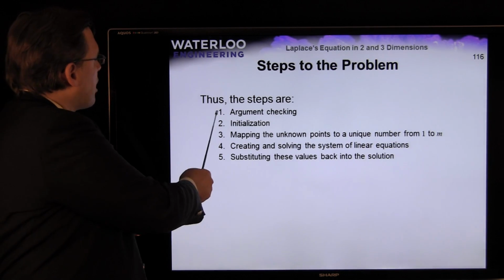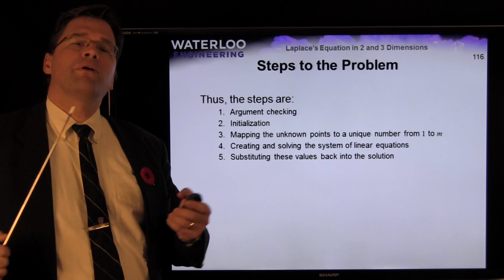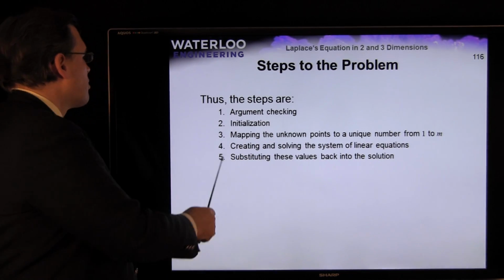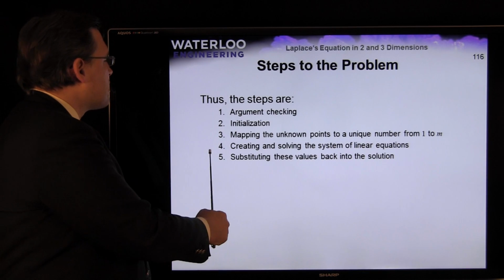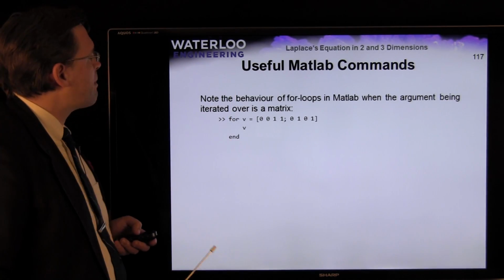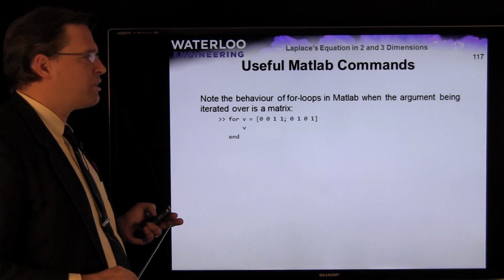So your steps are argument checking, initialization, mapping the unknown points to a unique number from 1 to m. This is whether or not you are in 2 or 3 dimensions. Then creating and solving a system of linear equations, and substituting those values back into the solution. Here's some useful Matlab instructions that you will probably want to use.